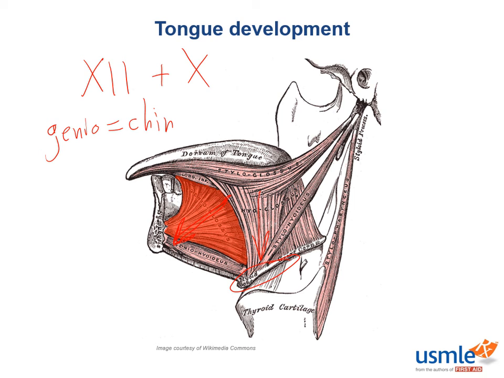The only exception of the tongue muscles is the palatoglossus because it is innervated by cranial nerve 10. The palatoglossus brings the tongue to the palate, and it's responsible for elevation of the posterior tongue.